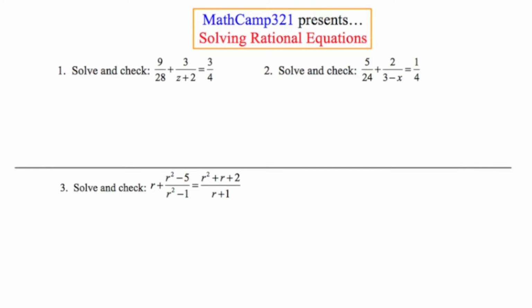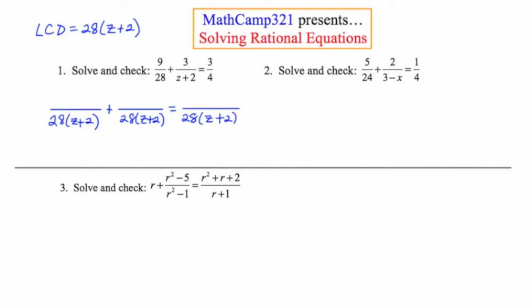In example 1, as I scan through the 3 denominators, I see a 28, a z plus 2, and a 4. So my LCD is going to be 28 times z plus 2. So what I'm going to do now that I've established the LCD is rewrite each of the 3 fractions with that LCD.